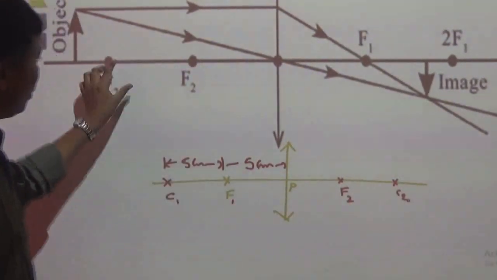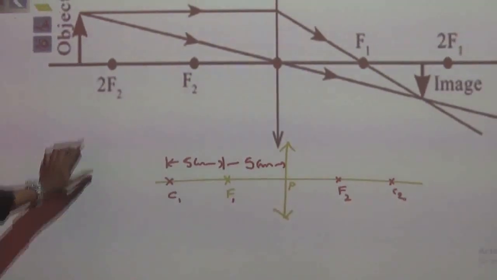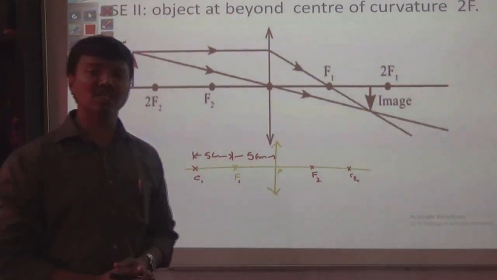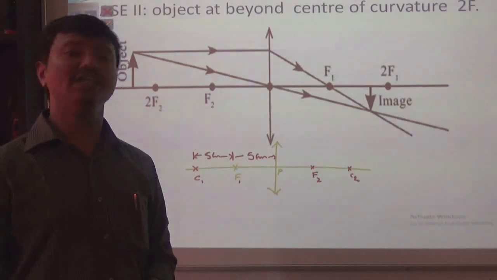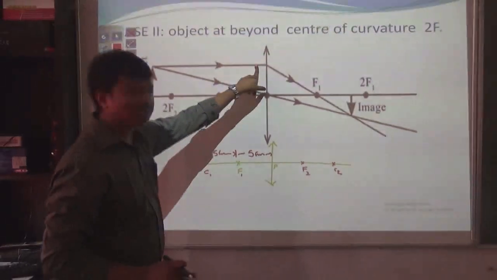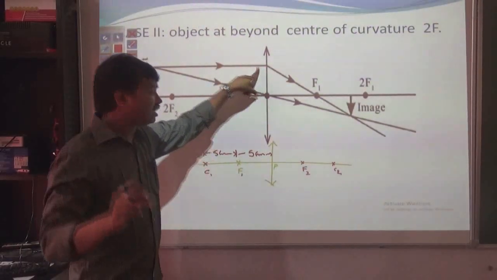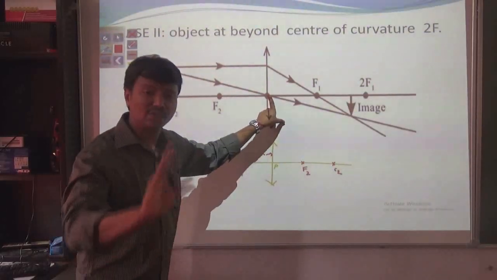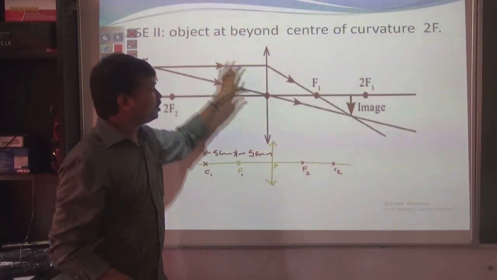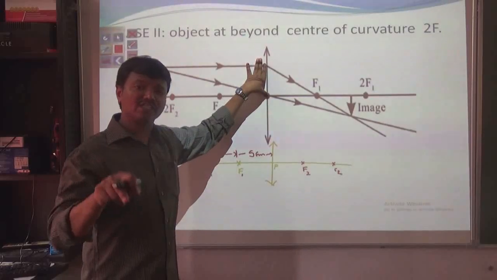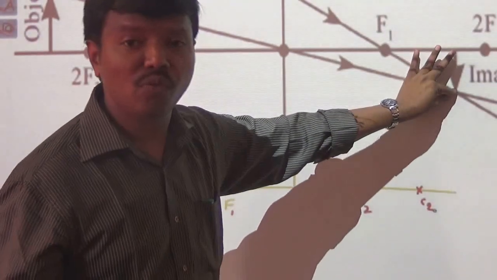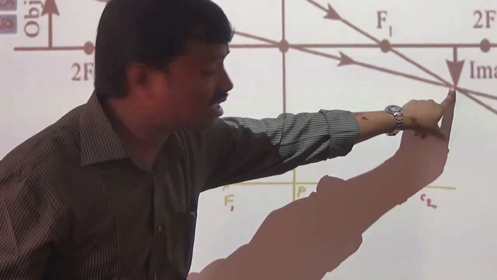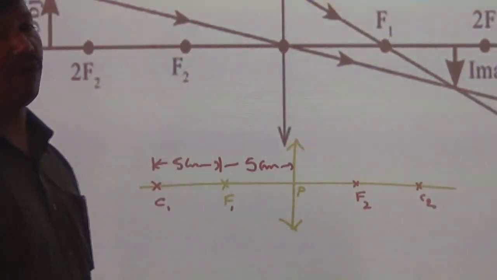And the object is beyond the center of curvature. How many light rays are needed for the formation of the ray diagram? Must and should, 2 light rays are needed. One is parallel to the principal axis, and another light ray passes through the optic center without any deviation. After refraction, these 2 light rays intersect, and the image is formed at the point of intersection.